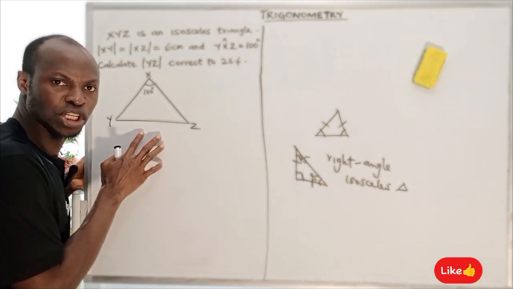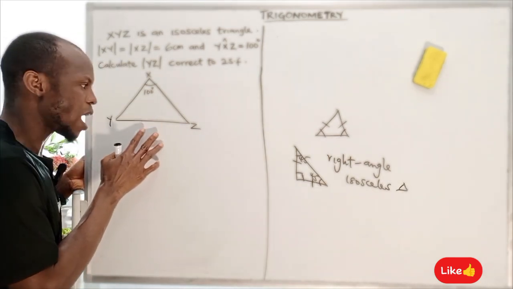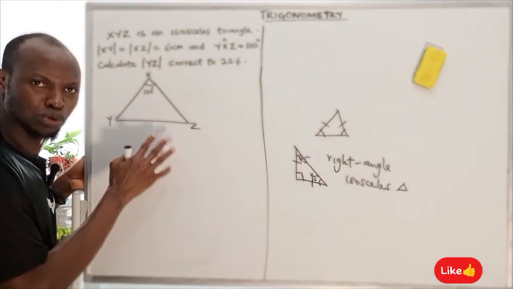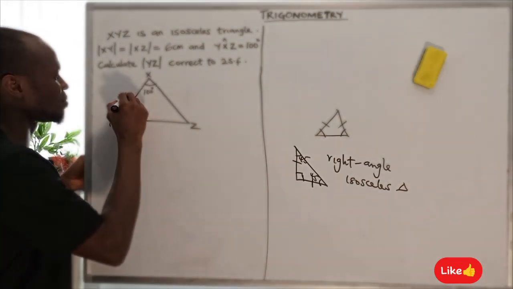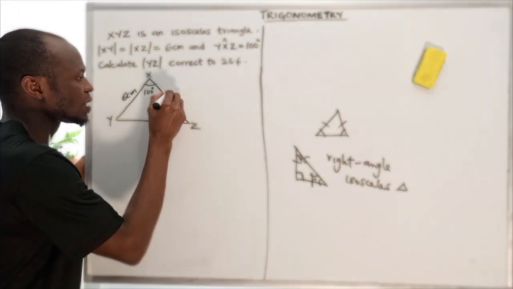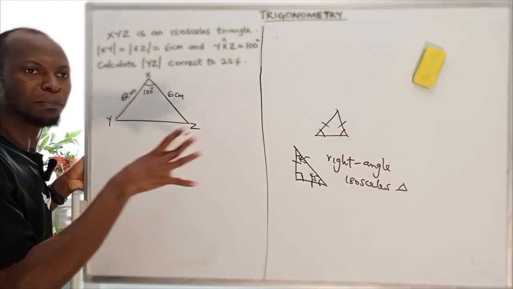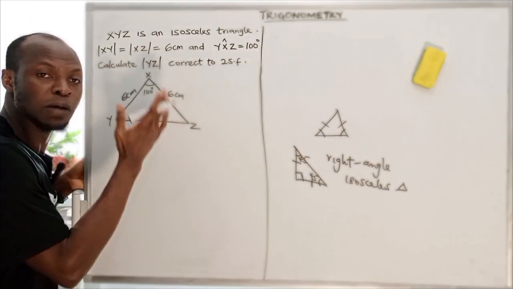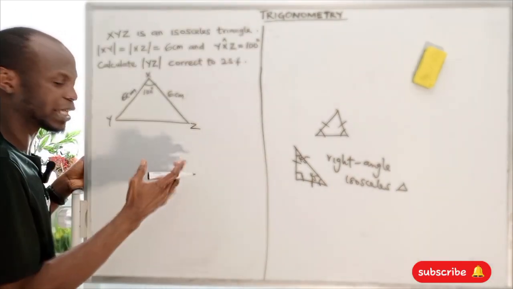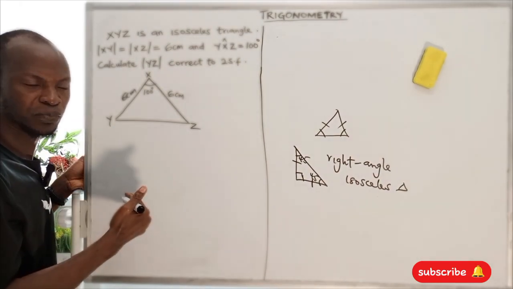Now, can we use a trigonometrical ratio? No. Why? Because it is not a right angle triangle. We're told that line XY is 6 centimeters and this side is 6 centimeters. If I had taught us sine rule or cosine rule, we would have applied either of those two. But in this question, I can introduce my trigonometrical ratio as long as I can generate a right angle triangle. All right.